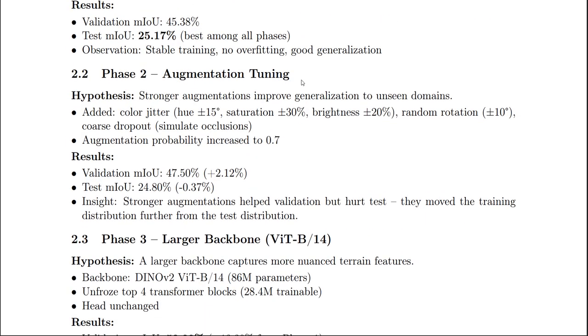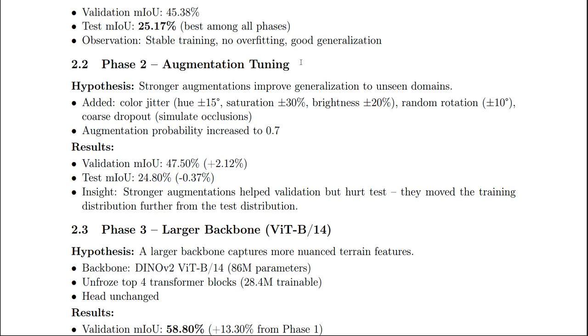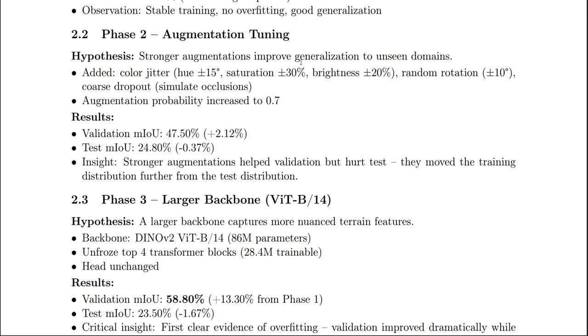And then in phase 2, we have done augmentation tuning. We have added color jitter, random rotation, and cutout dropout, due to which our augmentation probability increased to 0.7. In validation mIoU, we got about 2.12% extra, and in the test we got a little less, minus 0.37.